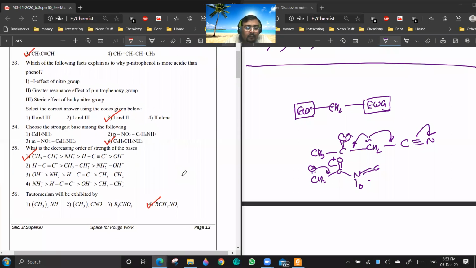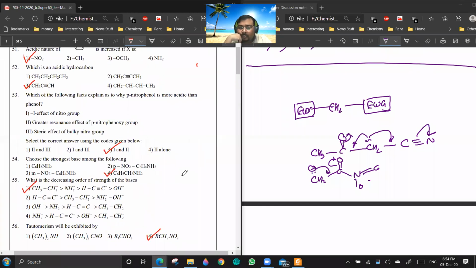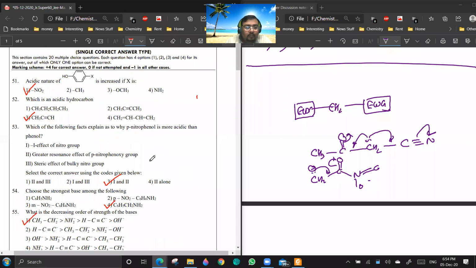Okay, moving forward, 54, 55, 56. Can you explain 54? 55 is a doubt. See, negative charge is less stable on an sp3 carbon, so it will be more basic. But NH2 minus is more basic than this because negative charge is more stable on the more electronegative sp carbon compared to nitrogen. Is it clear? Okay, so I think we can safely go to 53, sir.